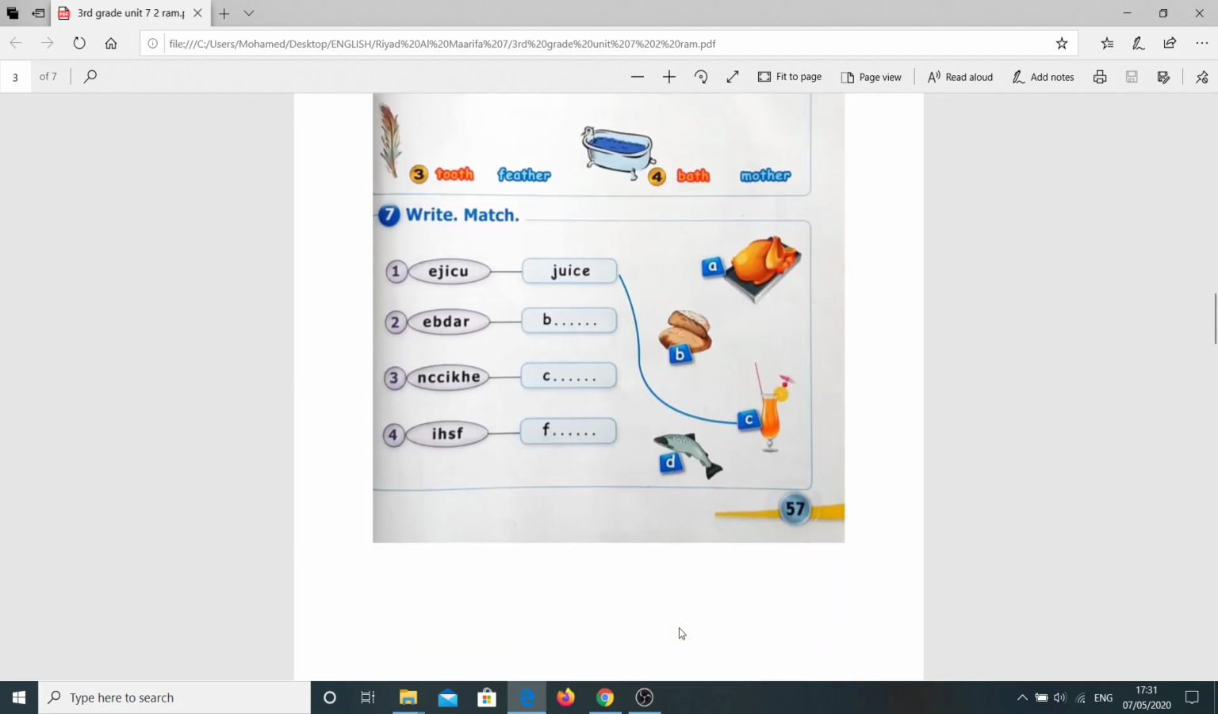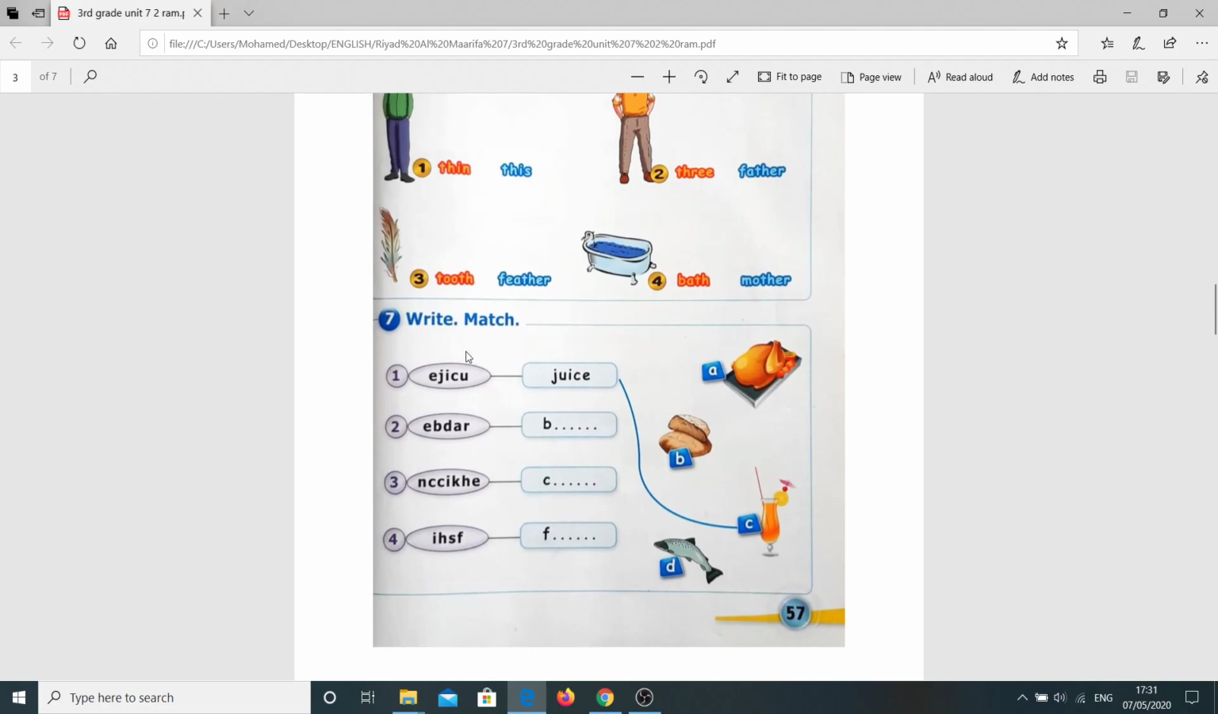Very good. Question number 7. Then match. We need to reorder. We have here 4 words. The first one is E-J-I-C-U. This word doesn't make any sense. Therefore, the correct word is juice. Then circle juice and match to juice.